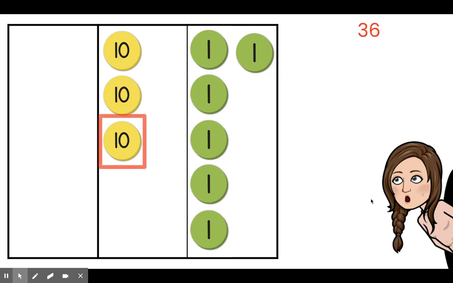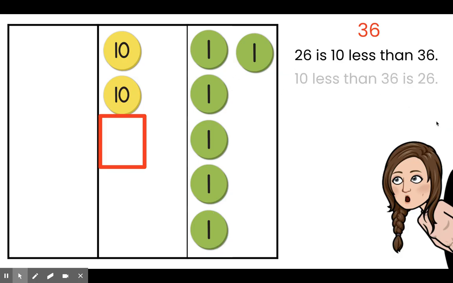Back to 36. This time we're going to take away one of our 10 place value discs. You can see our red rectangle. Watch closely. Gone. Now what number is represented on our place value chart? 26. Let's use sentence frames to describe what we have now. 26 is 10 less than 36. That's true. When we took away that group of 10, it left us with 2 10s and 6 1s, which is 26. We could also say 10 less than 36 is 26.